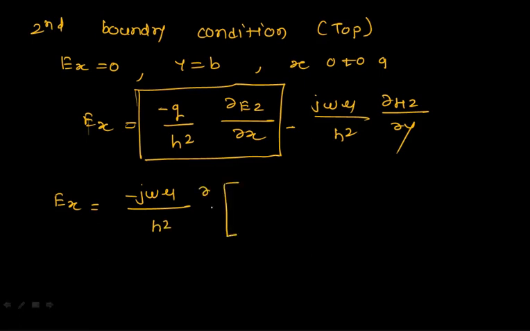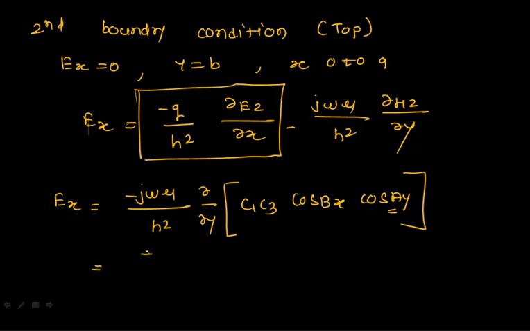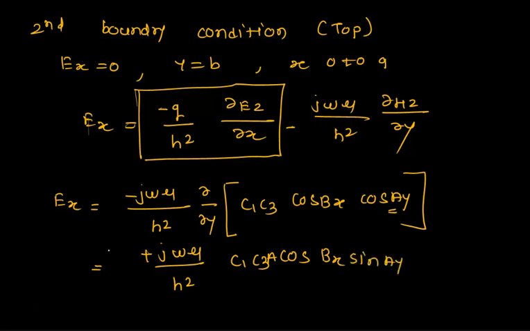So Ex is equal to minus j omega mu divided by h square d of Hz. And I'll put the value of Hz over there, which is nothing but C1 C3 cos of bx and cos of ay. So if this is with respect to dy, I need to take the differentiation. So the cos will become sin, with a minus sign, so the sign will get changed. Okay, and C1 C3 a will come out here, cos of bx sin of ay. Now I know that at the top and bottom the Ex component is 0, so something must be 0 in this equation. Now if I am putting the second boundary condition, I know that y is b here, so I'll just put b here because x is varying.